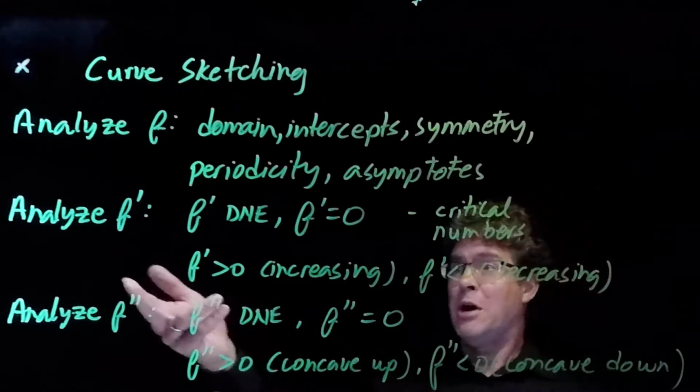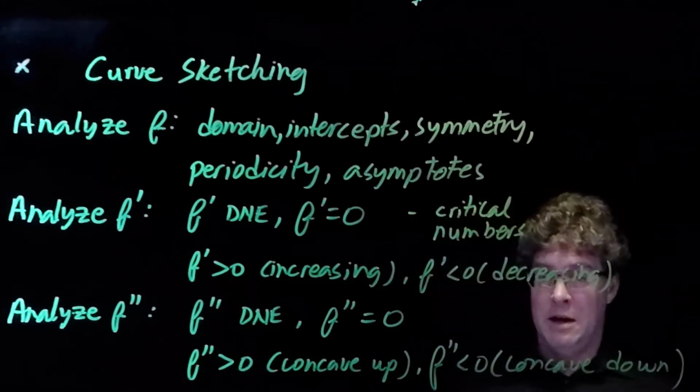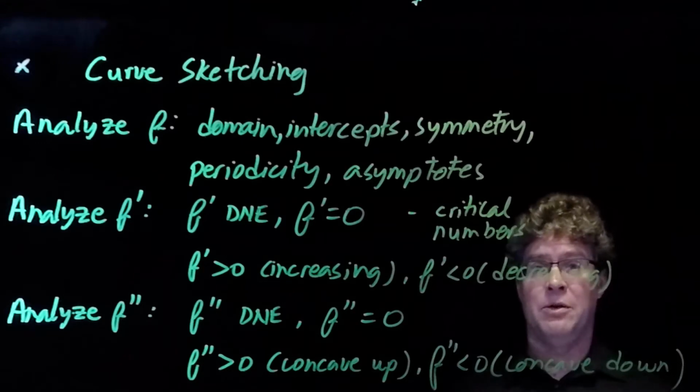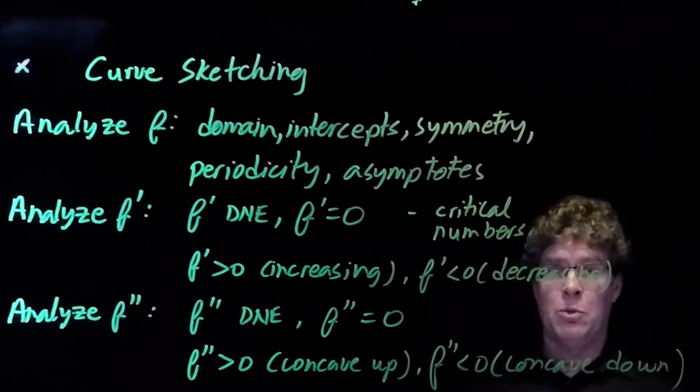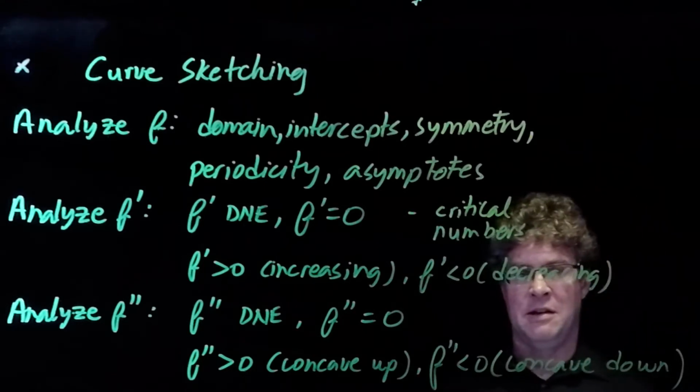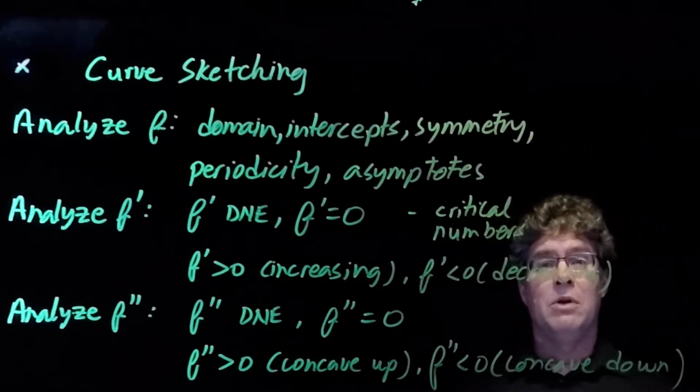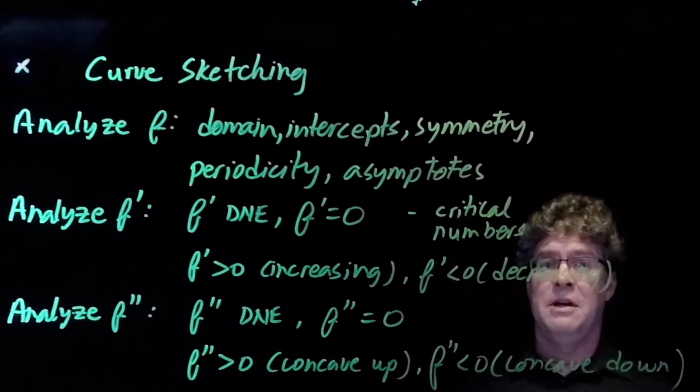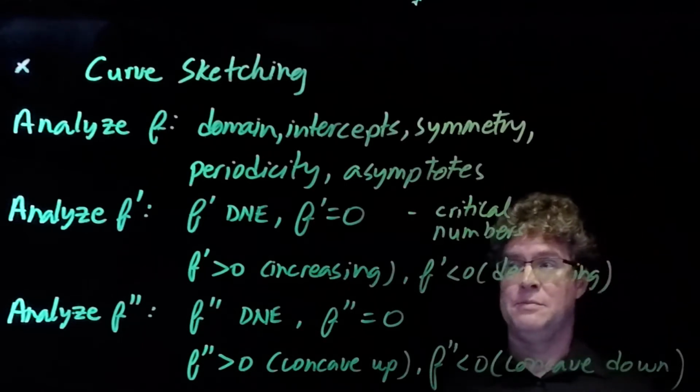Then we look at f prime, and initially we try to find the critical numbers. And critical numbers are where f prime is equal to 0 or where f prime does not exist. After doing that, we look for intervals of increase and decrease.